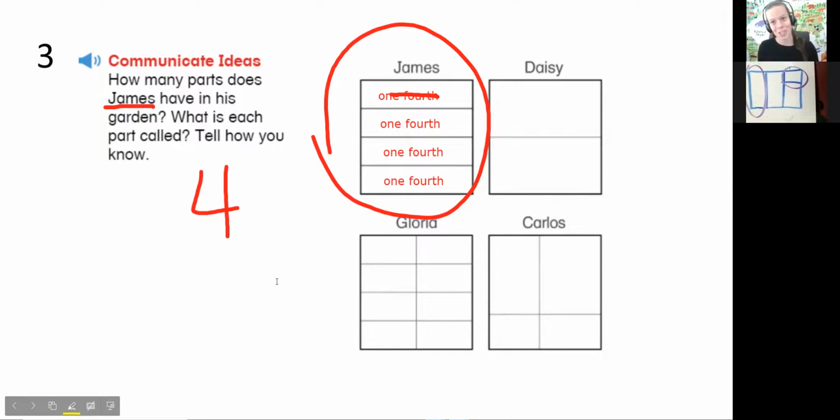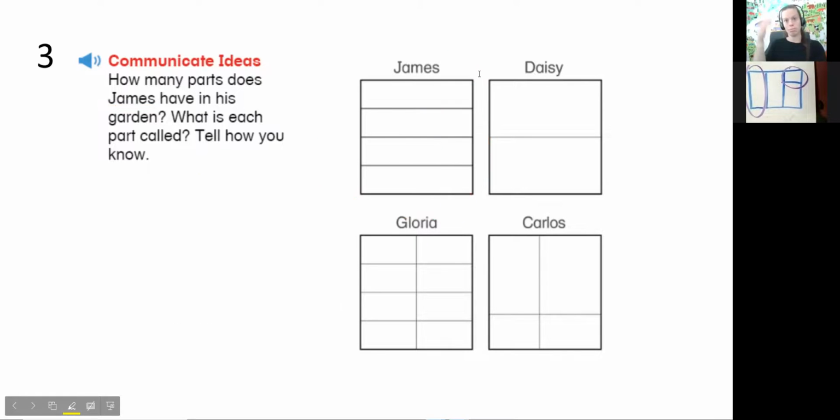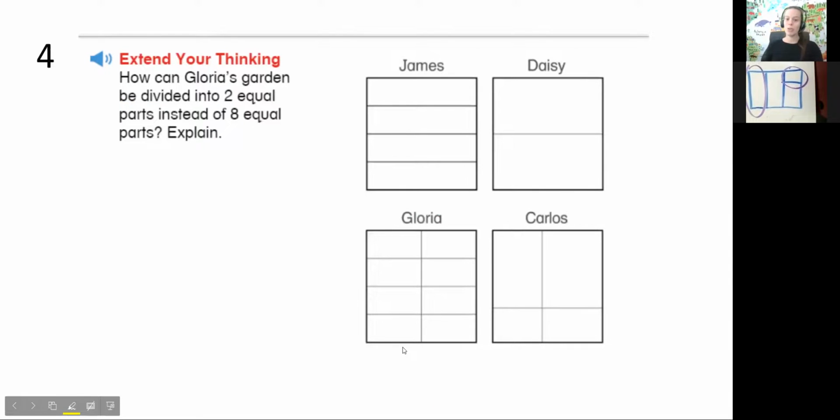And how do you know? Well, I know this because the shape is equally divided into 4 parts. There you go. So if I ask you, how do you know? Tell me how you know. All right. Here's number 4.